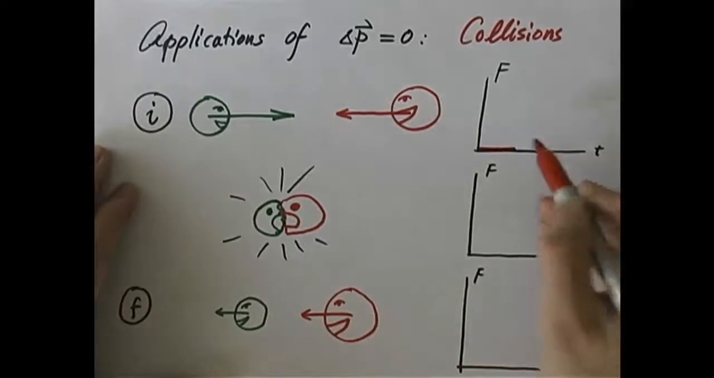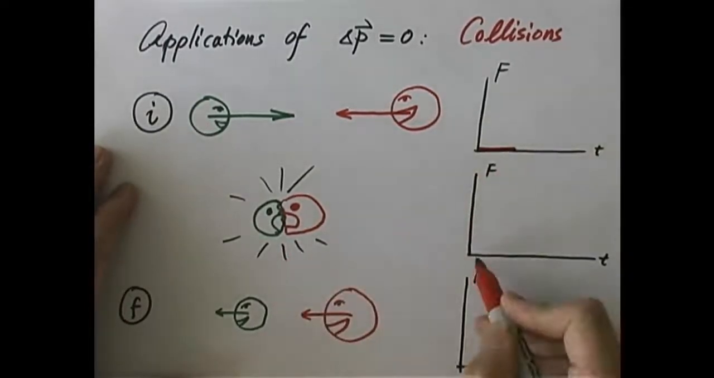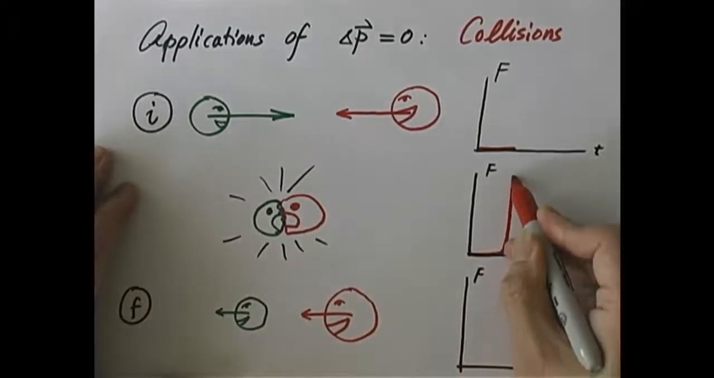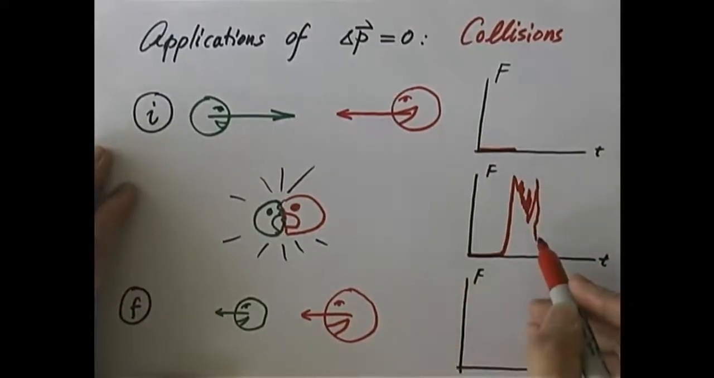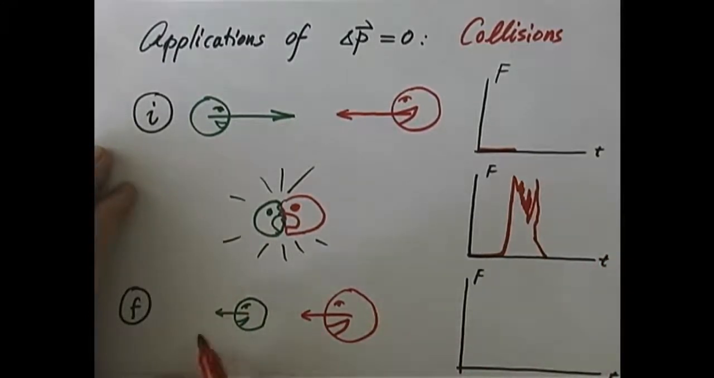At this moment, the collision takes place. Bang, there is a great force. So the force starts from here and it dramatically rises. It can be pretty complicated. God only knows what's going to happen. And then, before we know it, the collision ends and the force goes back to 0. So we're going back to the final case where the force again is 0.